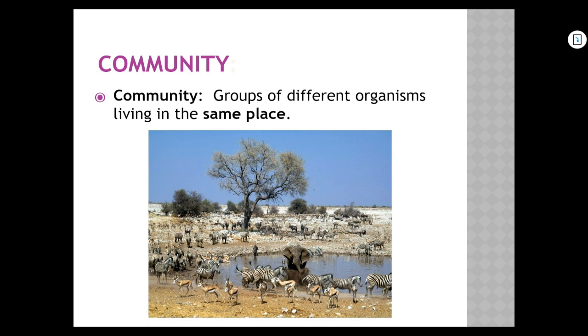So again, groups of organisms living in the same place. You can also think of Austin as a community, right? We have humans and cats and dogs and bugs and all kinds of different things, trees, grass, all living in one area.